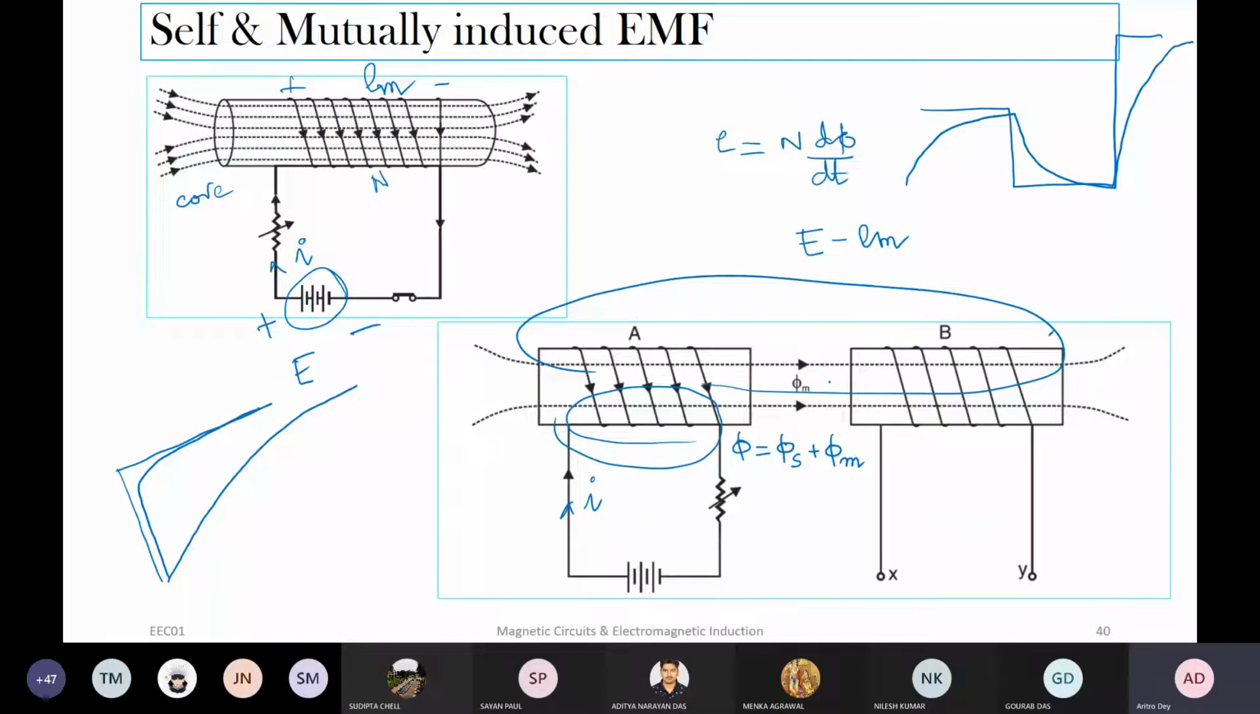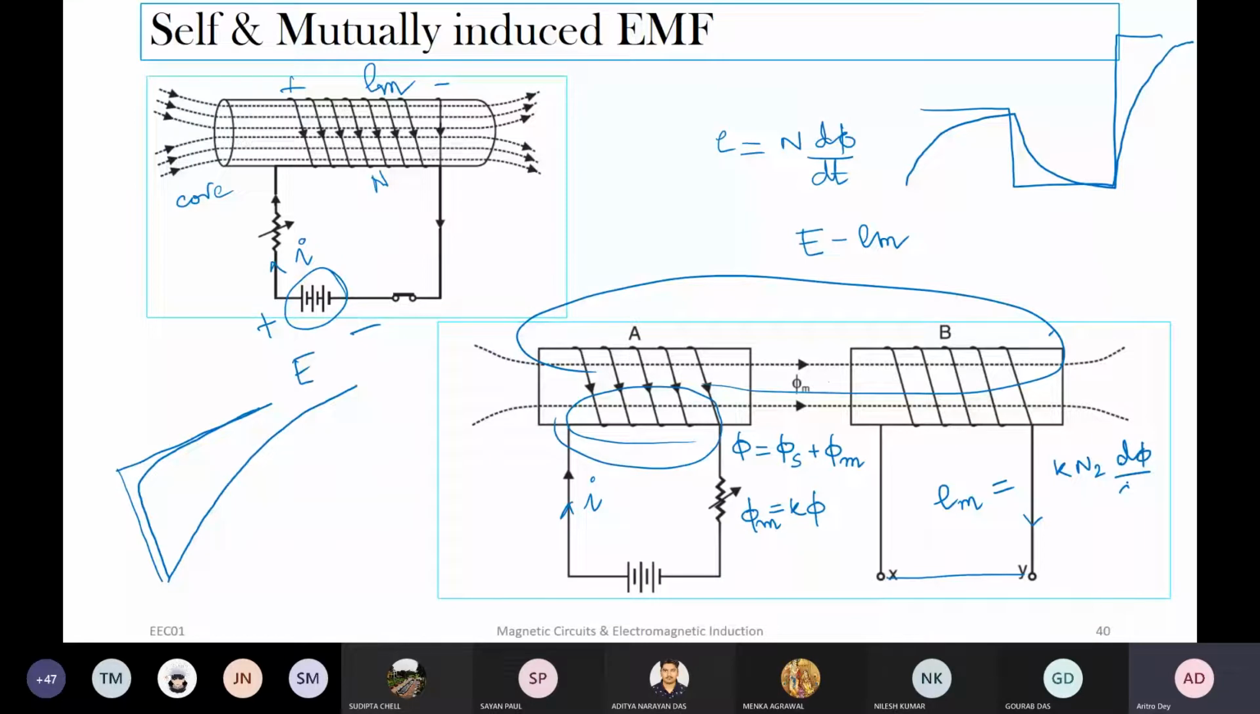So phi m is the mutual phi, which is shared by the other coil. This is a mutual flux linked with the other coil, and that will also develop an EMF. Once you close this circuit, a current will flow through it so that it can oppose its cause, right? So this phi m is actually a fraction of the total flux phi. So you can write E mutual is equal to K into N2 into d phi dt.